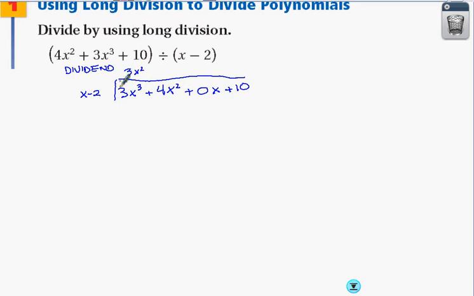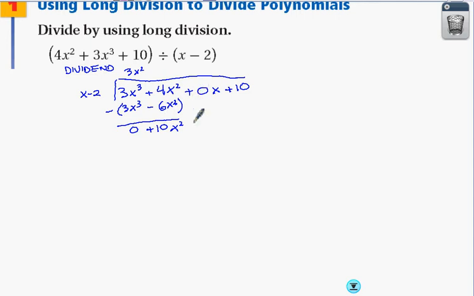So now I'm going to multiply both these terms by 3x squared. x times 3x squared, of course, is 3x cubed. And then I'm going to multiply negative 2 by 3x squared, so I get negative 6x squared. And just as we did in our previous problem, we're going to subtract that expression from the one above. 3x cubed minus 3x cubed is 0. And here I have 4x squared minus a negative 6x squared. Two negatives form a positive, so 4x squared plus 6x squared gives me a positive 10x squared.